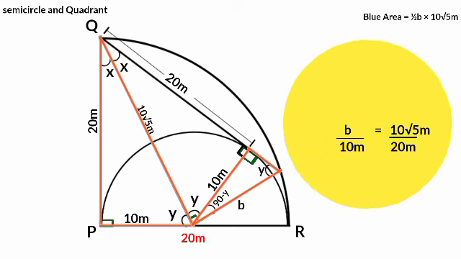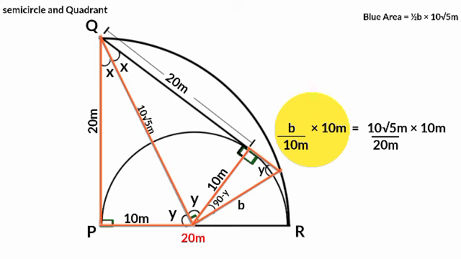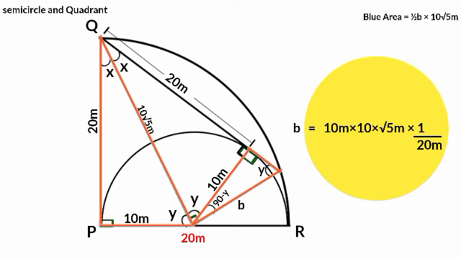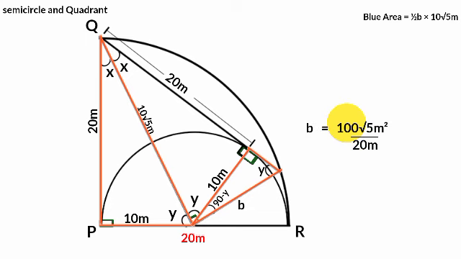Multiplying both sides by 10 meters, here 10 meters cancels 10 meters, and here 10 root 5 meters over 20 meters times 10 meters is 10 meters times 10 times root 5 meters times 1 over 20 meters. 10 meters times 10 is 100 meters. 100 meters times root 5 meters is 100 root 5 meters squared. 100 root 5 meters squared times 1 over 20 meters is 100 root 5 meters squared all over 20 meters. This 100 divided by this 20 is 5, and meters squared divided by meters is meters. So b equal to 5 root 5 meters.